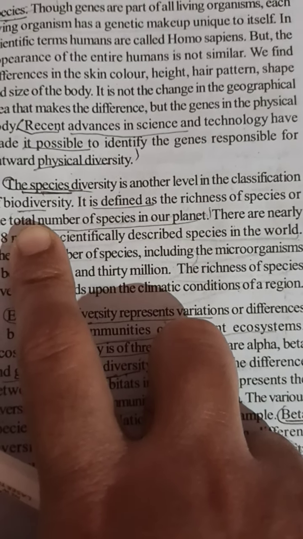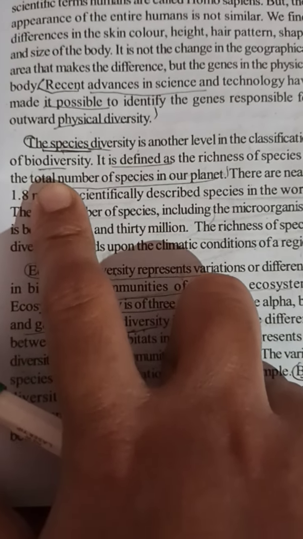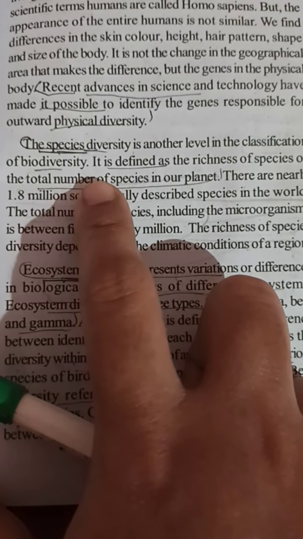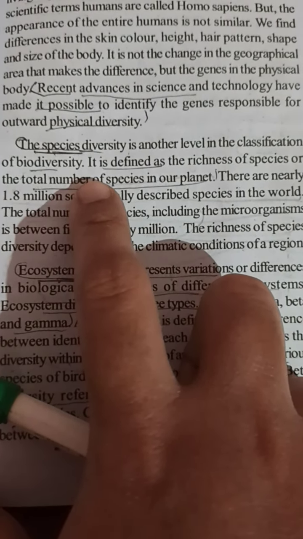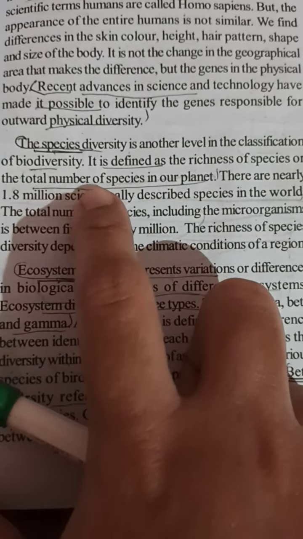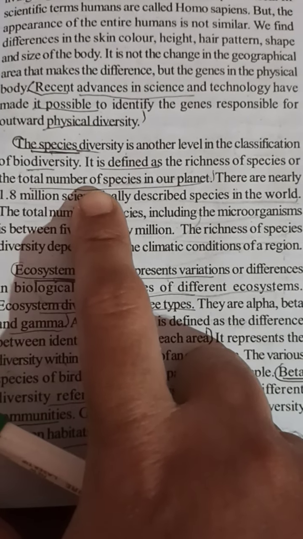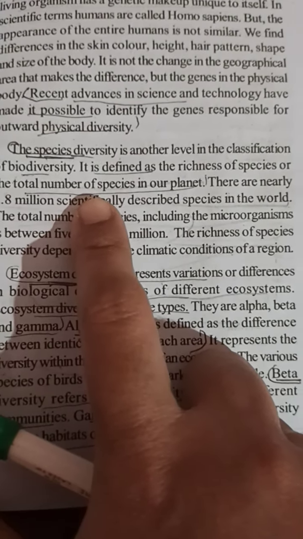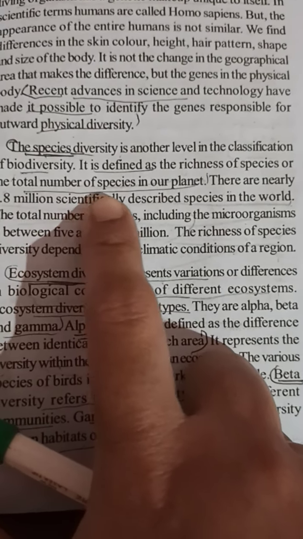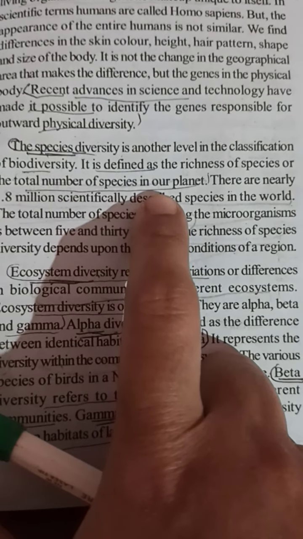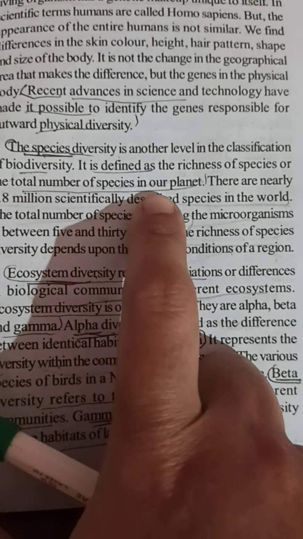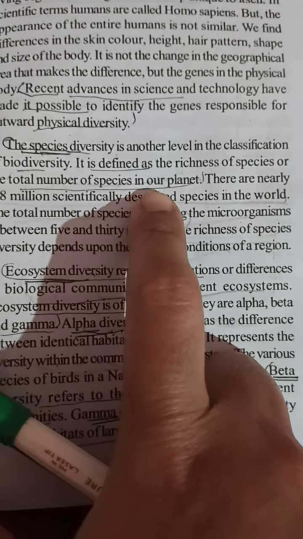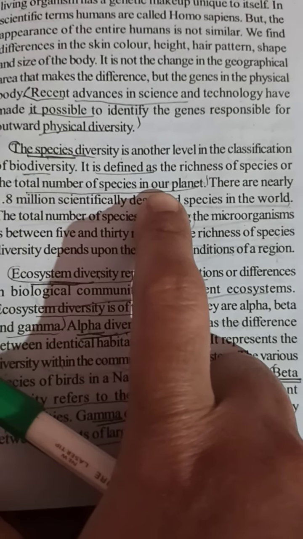Recent advances in science and technology have made it possible to identify the genes responsible for outward physical diversity. The next is species diversity. It is another level in the classification of biodiversity. It is defined as the richness of species, or the total number of species. Species diversity refers to the total number of species on our planet.